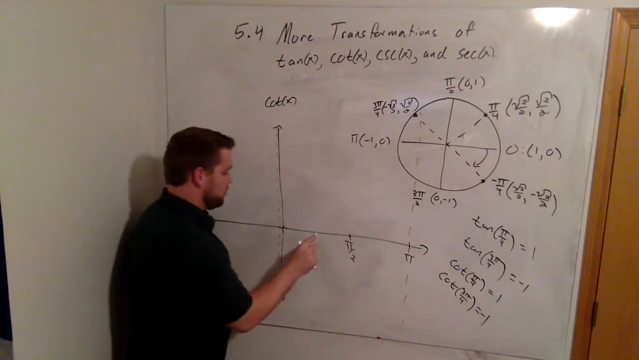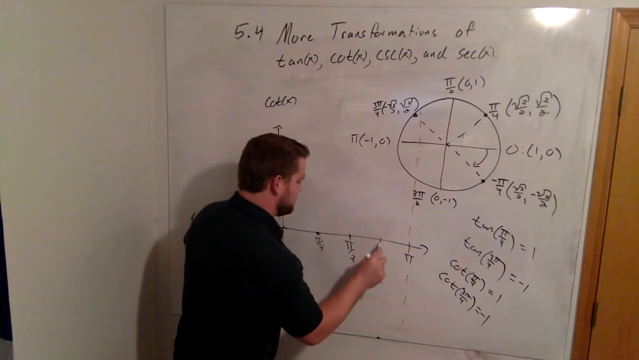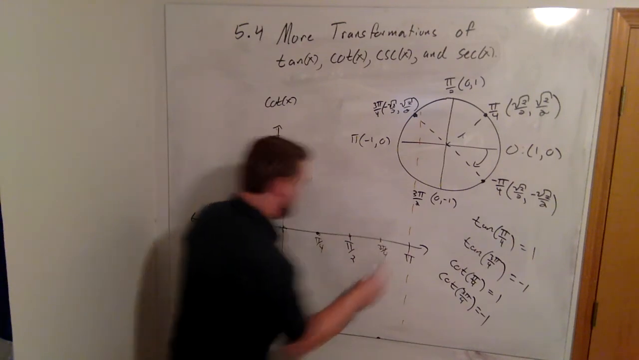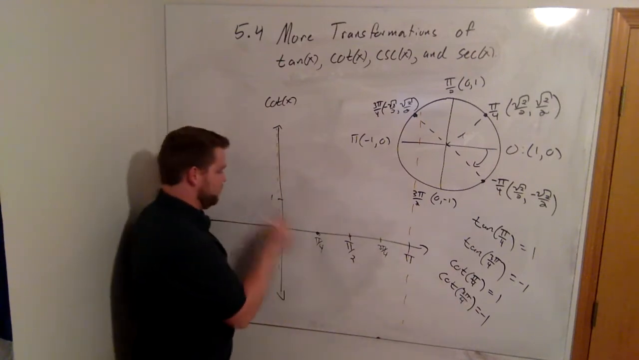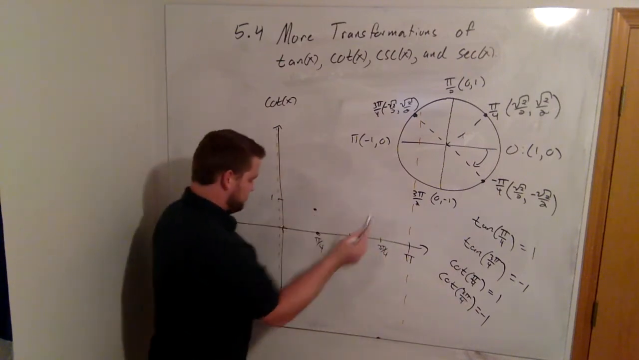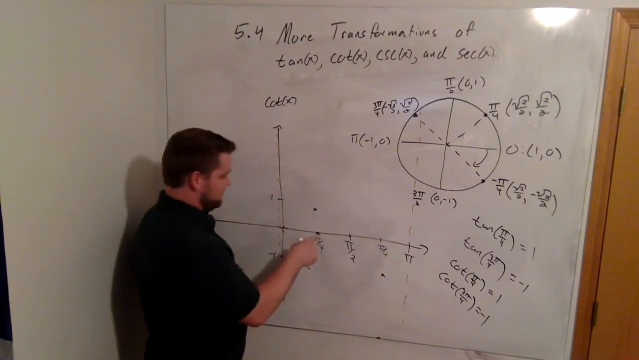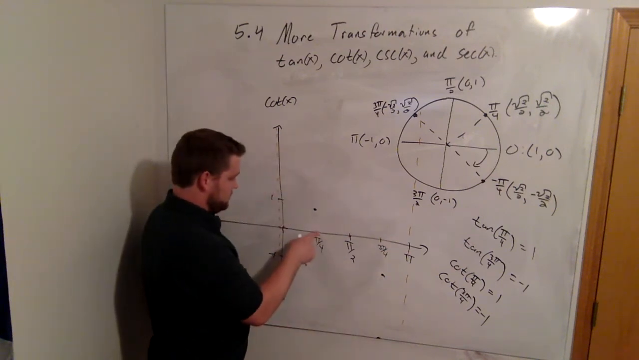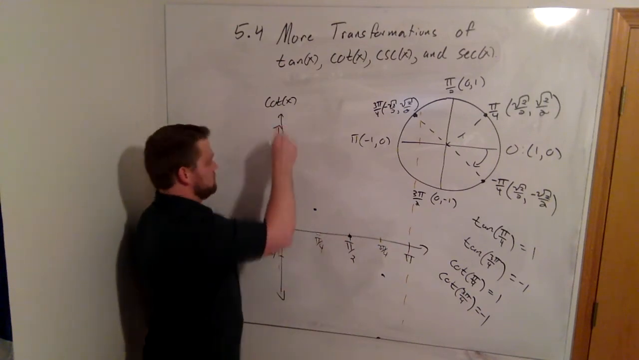We'll go halfway in between here, so this will be pi over 4. This will be 3 pi over 4. Well, I know that cotangent of pi over 4 is 1, so we'll have a 1 here. And I know that cotangent of 3 pi over 4 is negative 1, so I'll mark that here. So we have these nice spots that help us piece the graph together.